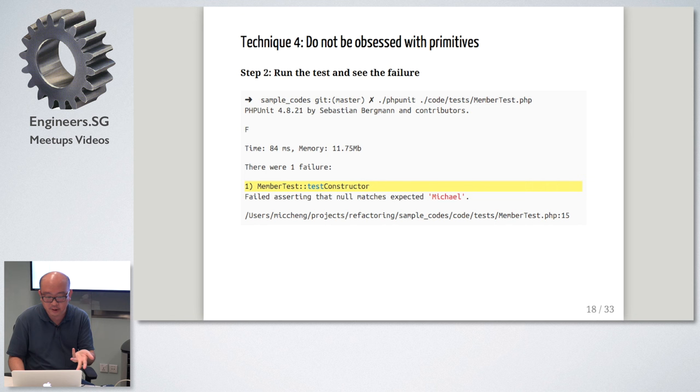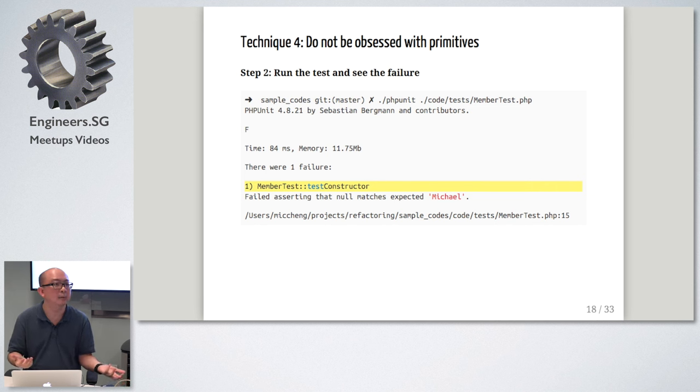So basically, you look at the error messages. What is this telling you? It's telling you that you're expecting Michael, but Michael is not there. This is the right failing test. When you've done test-driven development for a while, you would have a sense of what are the right types of failing tests and what are the wrong types of failing tests. The right type of failing test would be, I expect this to happen, and it is really not happening. A wrong type of failing test would be, it failed for an unexpected reason.